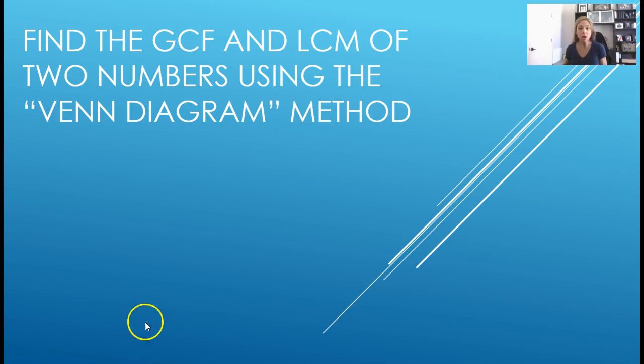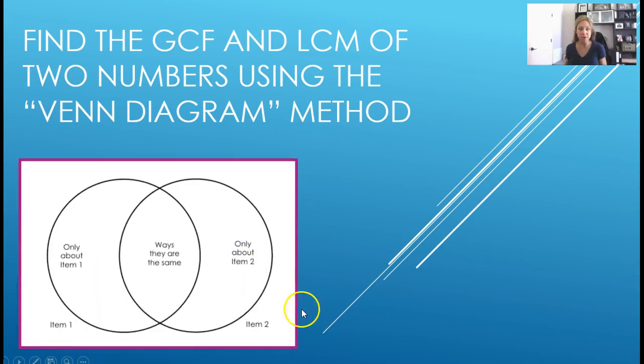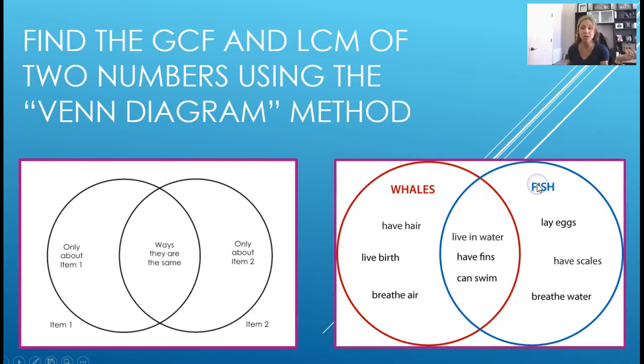So recall our Venn diagram. It's two overlapping circles, and you're comparing two items. In the overlap part of the circle, you will have all the characteristics that the items share in common, or the ways that they are the same. In the outer part of the circles, you'll have the characteristics that only belong to those items specifically. So for item 1 in the outer part of the circle, those characteristics will only belong to item 1. And for item 2 in the outer part of the circle, those characteristics will only belong to item 2.